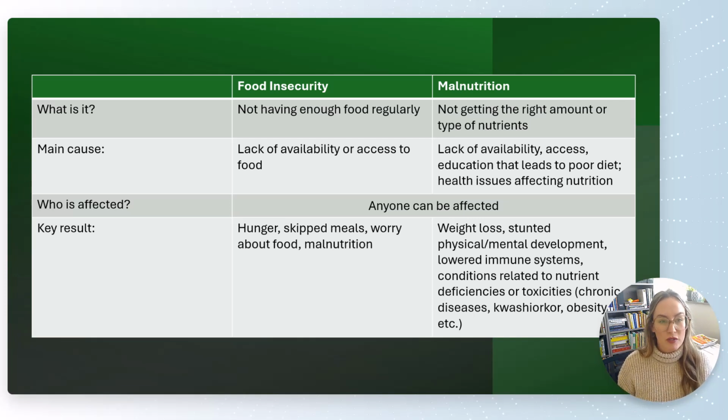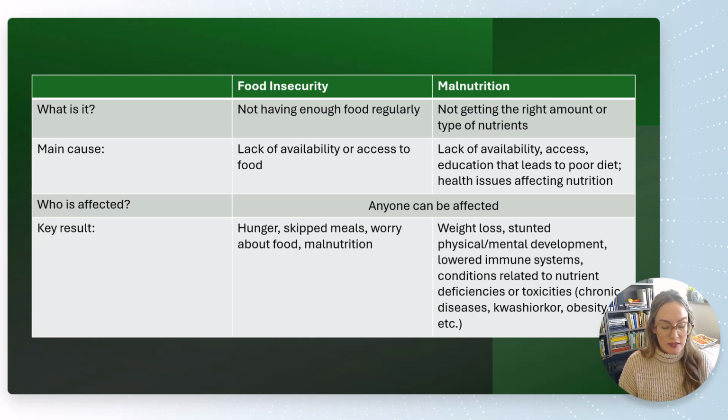So, what are some results of food insecurity and malnutrition? For food insecurity, the primary result is hunger. I don't have enough availability or accessibility to food, so I'm hungry. It can also lead to skipping meals, or in some households, an adult will often withhold the amount of food that they are eating so that the children have enough food to eat.